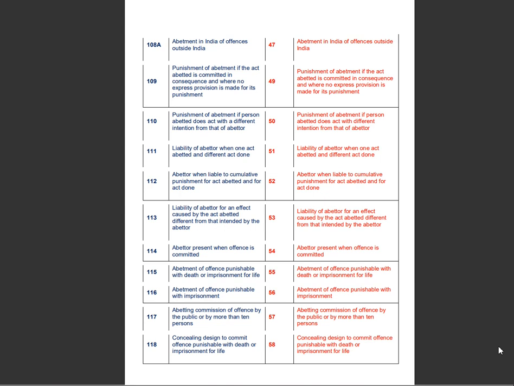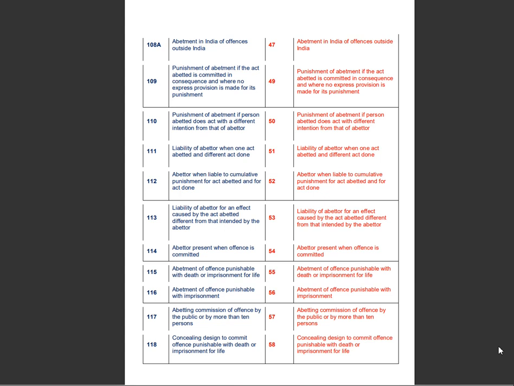Section 116 of the Indian Penal Code deals with abatement of offence punishable with imprisonment, whereas Section 56 of the BNS deals with abatement of offence punishable with imprisonment. Section 117 of the Indian Penal Code deals with abetting commission of offence by the public or by more than 10 persons, whereas Section 57 of the BNS deals with abetting commission of offence by the public or by more than 10 persons.